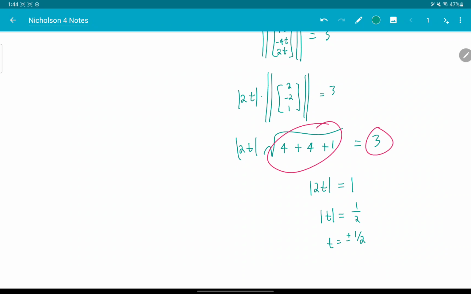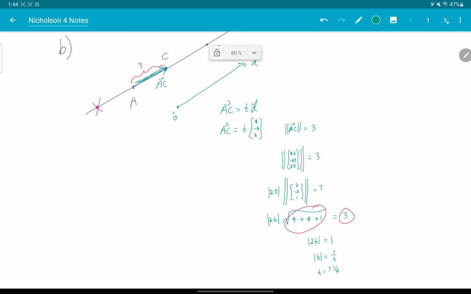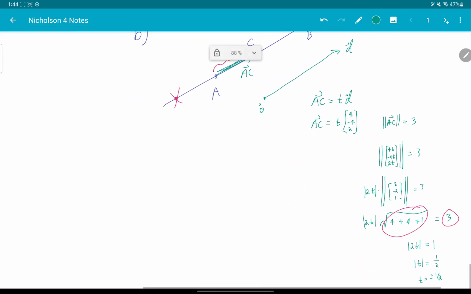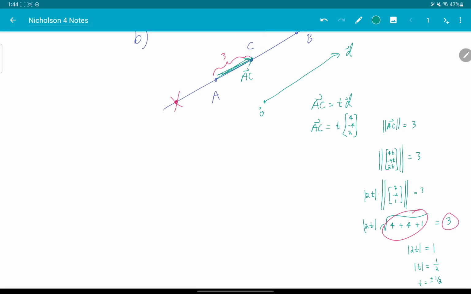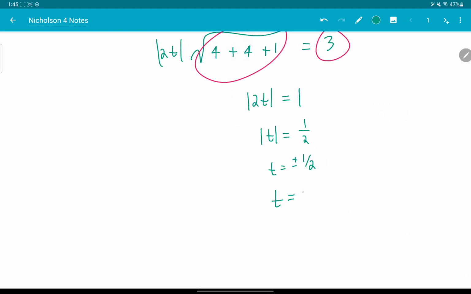Now, if I remember my diagram right, I want AC and the direction vector D to be pointing in the same direction. You'll remember that the direction vector D was AB. So I certainly want AC and t times D to be going in the same direction. So for that reason, I will choose t is equal to plus a half.